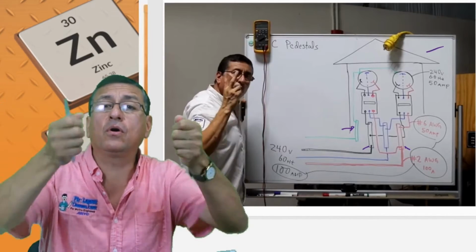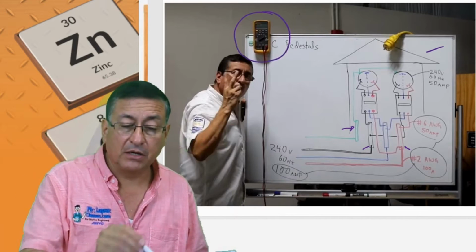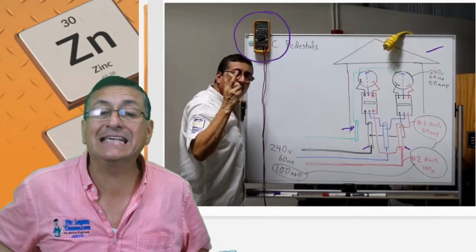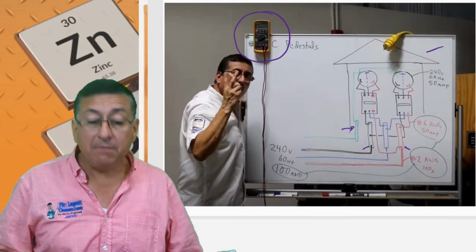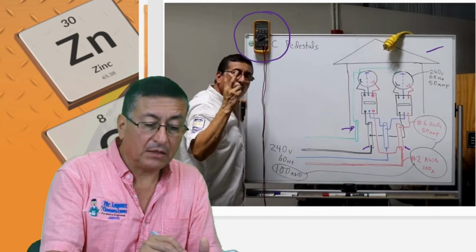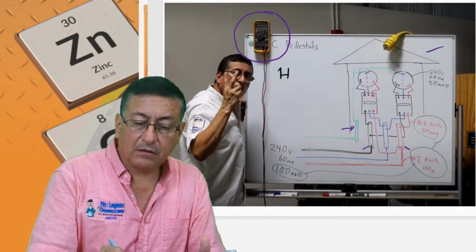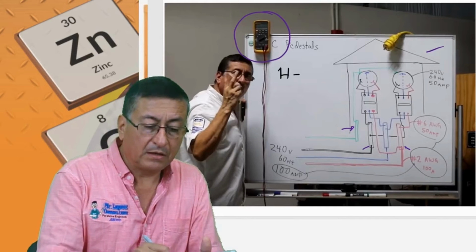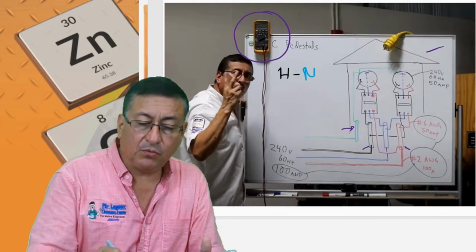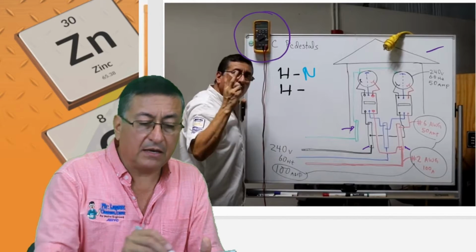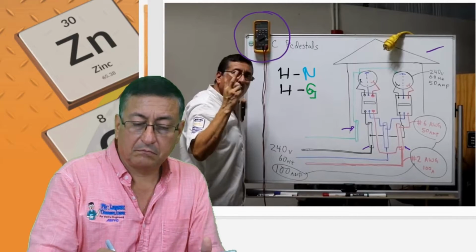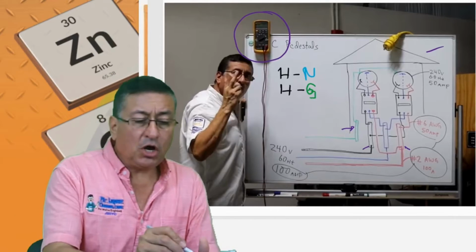If you have your multimeter, you select the multimeter to volts AC, and now you check the voltage between hot and neutral, and after that between hot and ground, and you copy the values.